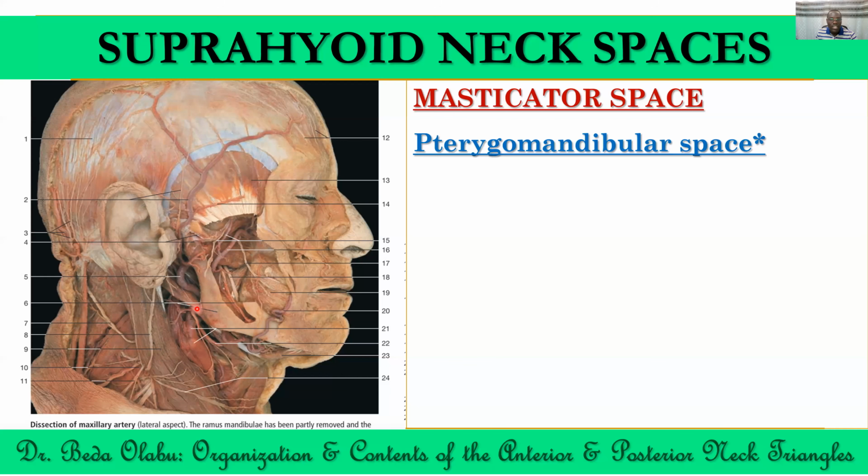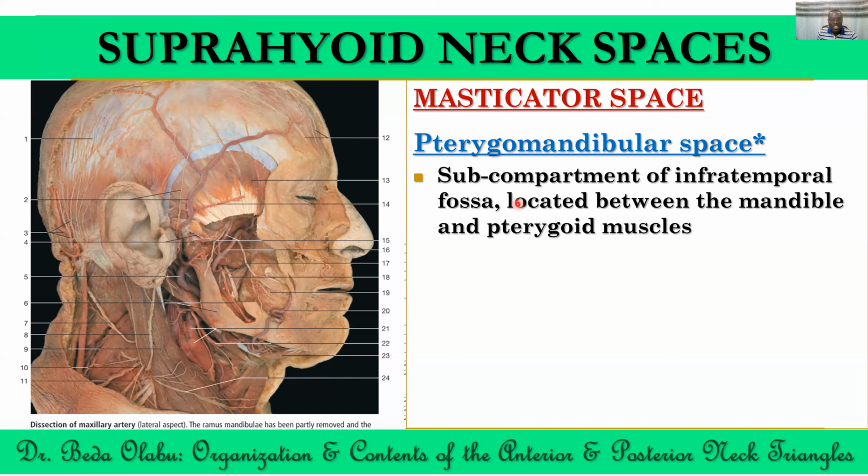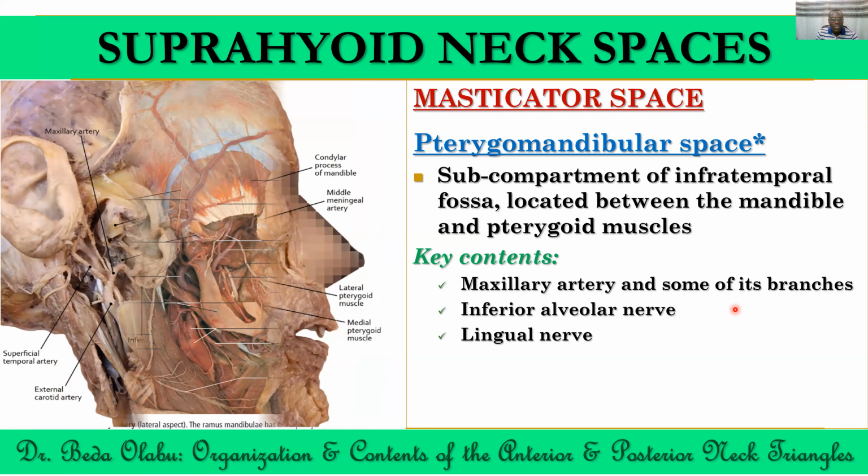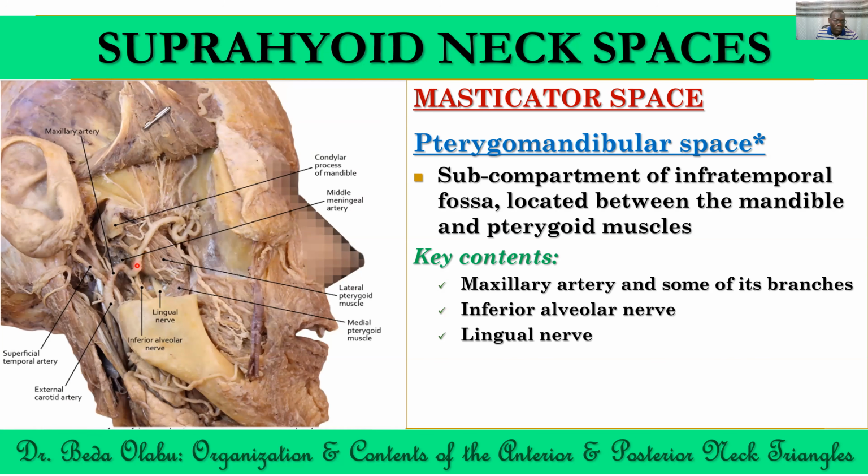We can now talk about the pterygomandibular space. Pterygomandibular space is just a small compartment of the infratemporal fossa, the interface between the mandible itself and the pterygoid muscles. That interface contains maxillary artery and some of its branches, also contains the inferior alveolar nerve. It has the lingual nerve. So this is the maxillary artery. This is the lingual nerve, that's the inferior alveolar nerve. So you can see the muscles, the pterygoid muscles there.